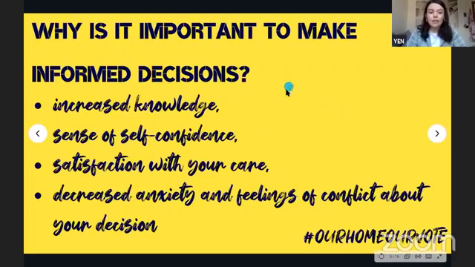On the screen you can see a list of different reasons why it is needed to make an informed decision. For example, making informed decisions will increase your knowledge about a certain subject. Even if you decide not to pick a certain place, you're going to have learned a lot in the process. You have that self-confidence, you feel self-assured, you feel relaxed, you're informed about your decision. You're satisfied as well, once you've made that decision, it's the right one. The fear and stress are taken away, and you decrease anxiety and feelings of conflict. Once your decision is made, it's done, you don't have to worry about it.